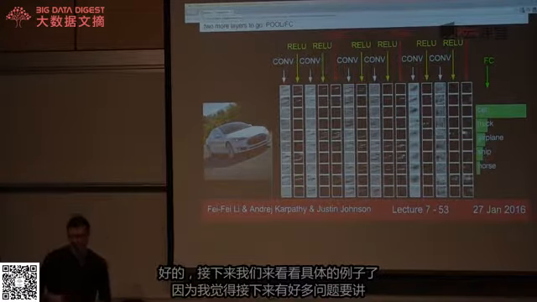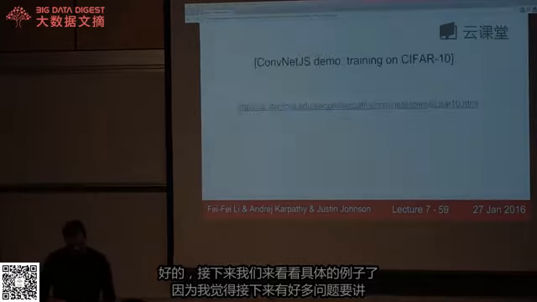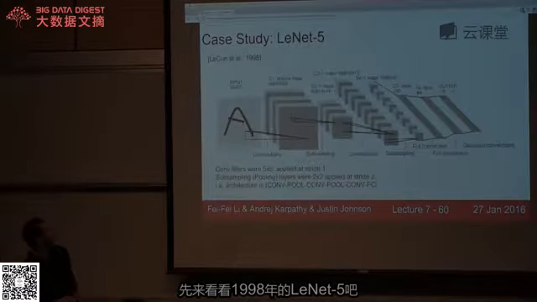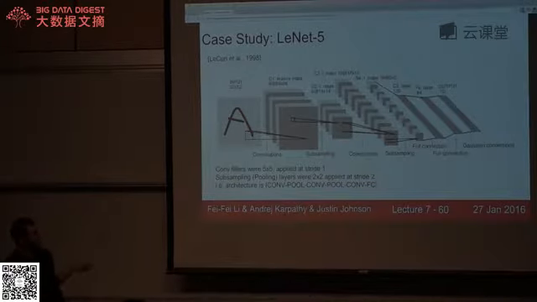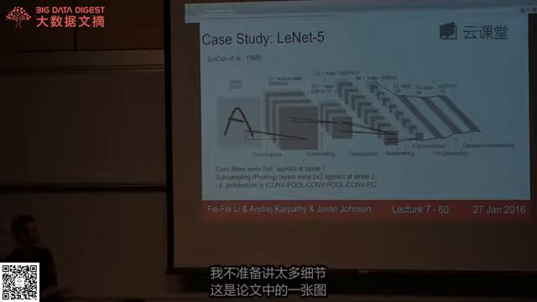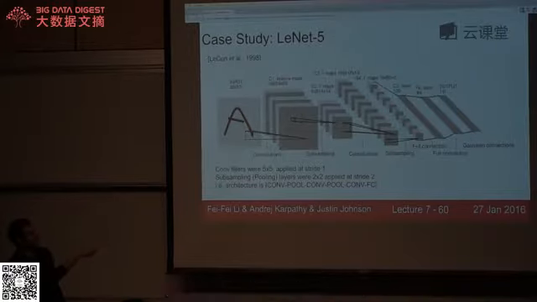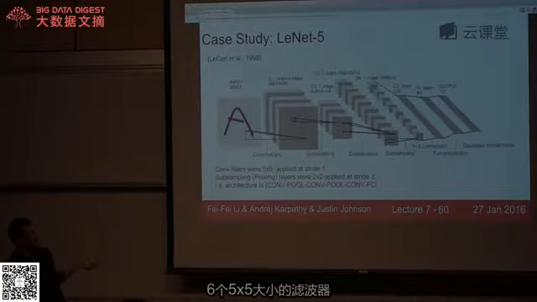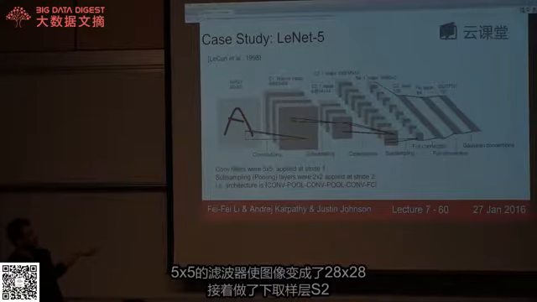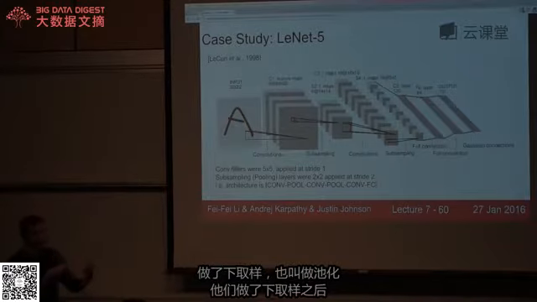Okay. Let's look at some specific examples because I think it's going to clarify a lot of questions as well. Let's look first at LeNet-5 from the 1990s. I'm not going to go into a huge amount of detail here. You can see this is a figure from the paper. We received a 32 by 32 image. Then they had 6 filters that were 5 by 5. They used 5 by 5 throughout this architecture. So 6 5 by 5 filters brought it down to 28 by 28. Then they did a subsampling layer, S2, which is subsampling or max pooling.